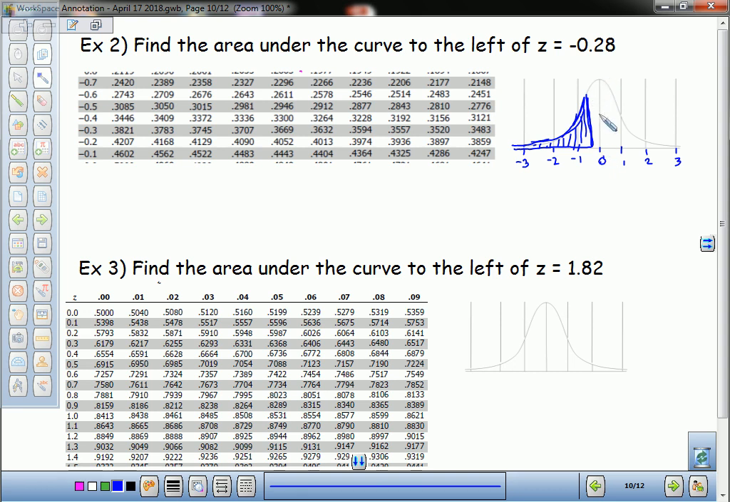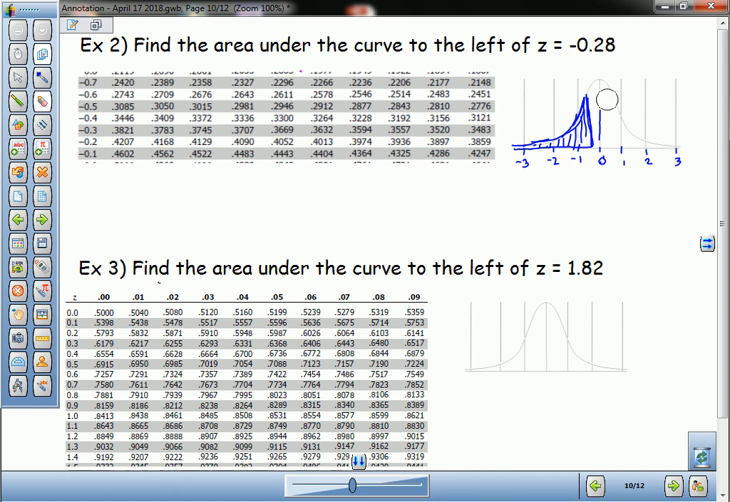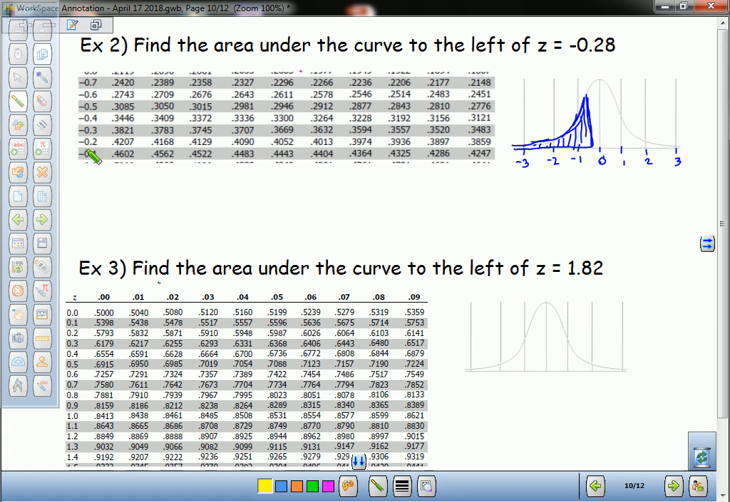What if it were 0 instead of this? If it were 0, wouldn't that just be half the curve? Yep. And it would be 0.5. So this might be close to 0.5 because it's close to 0. Let's go see now. All right, let's use our chart. -0.28. So find the -0.2. You find it on your chart.